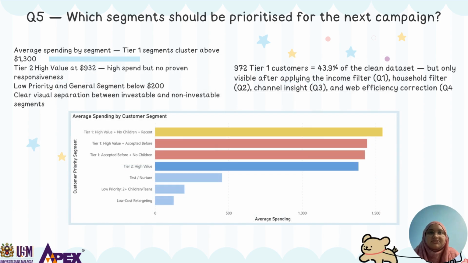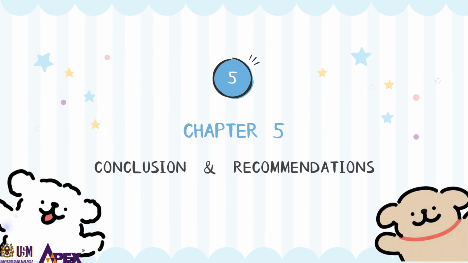The spending chart confirms the separation. Tier 1 is above $1,300, Tier 2 at about $932, low priority below $200. The 351 Tier 1 customers are the answer, but they are only visible after applying all 4 filters: income from Q1, household friction from Q2, channel preferences from Q3, and web efficiency from Q4. Without layering them, they remain invisible.